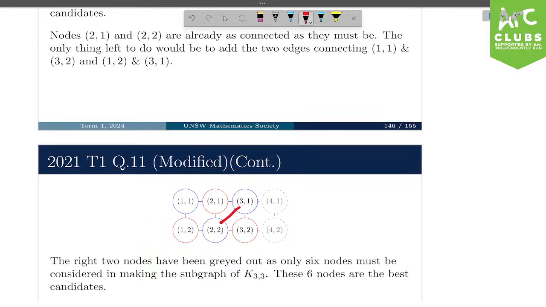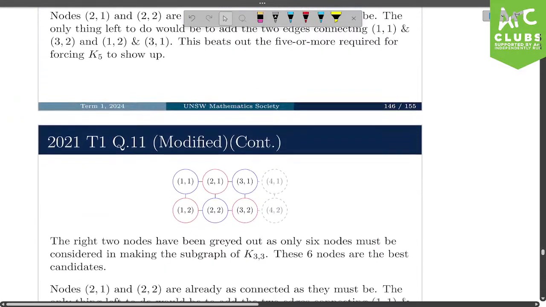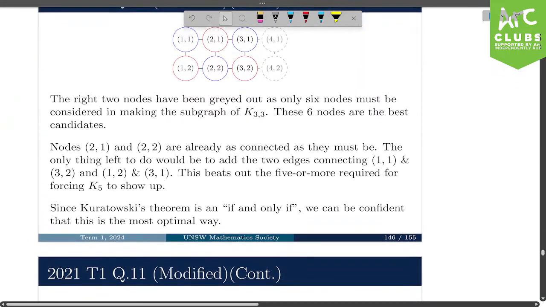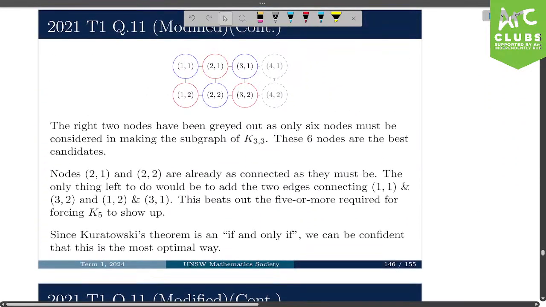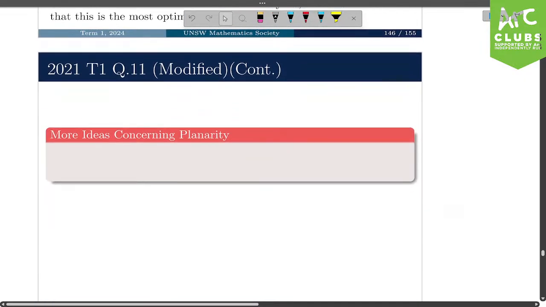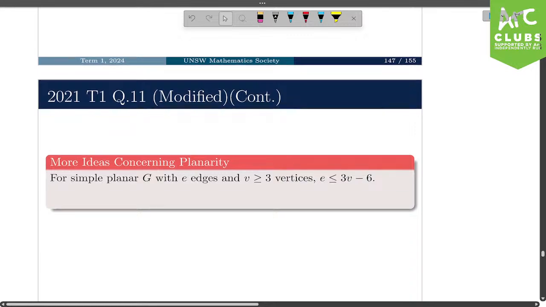Because it means we can clearly see we can't just add one edge to make it non-planar, and we found a way to add two edges and make it non-planar. Therefore, 2 must be the minimum. Right, cool. Any questions about that question? Nice. Okay. More ideas concerning planarity.